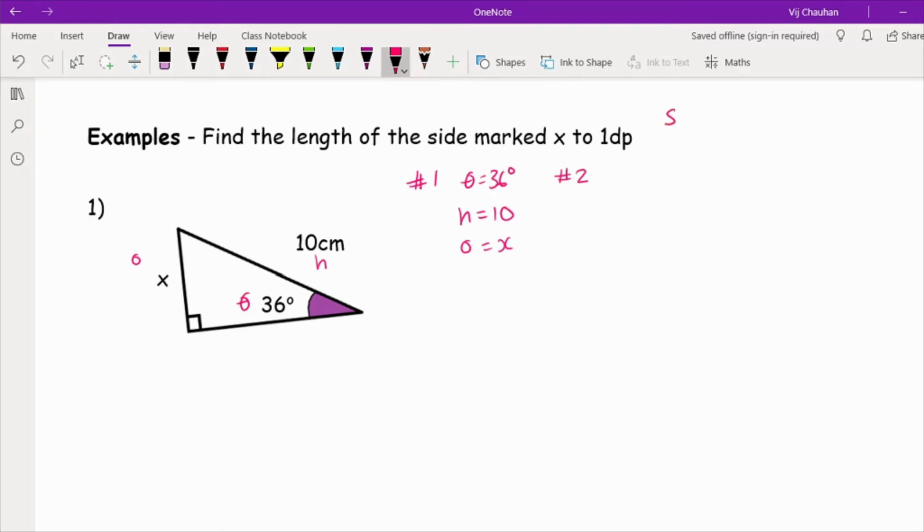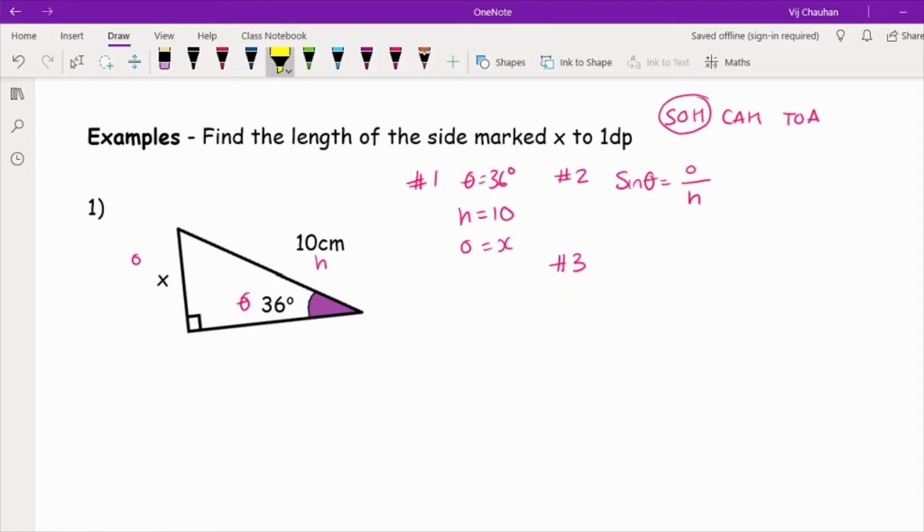Now if I just write down SOHCAHTOA, you can write down however you remember the formulas. I'm looking for a trig ratio that uses O and H. In this case, it's going to be sine. So sine theta equals opposite over hypotenuse. The second step is just a case of identifying which trig ratio we're going to use and writing down that formula.